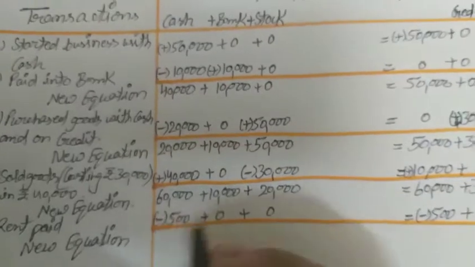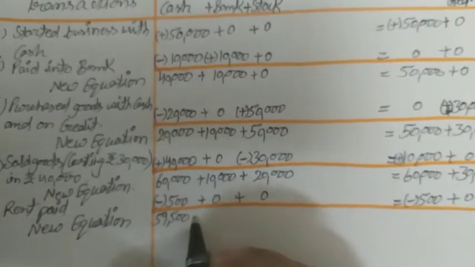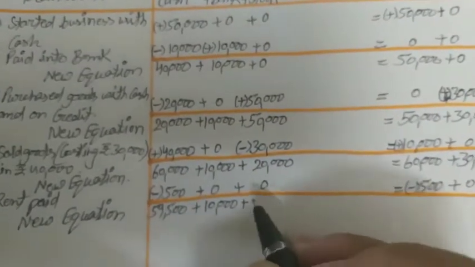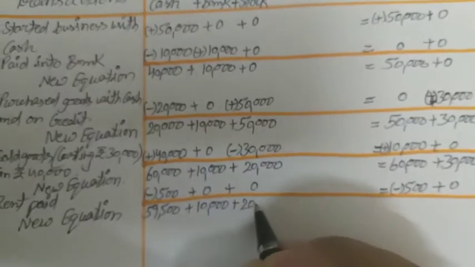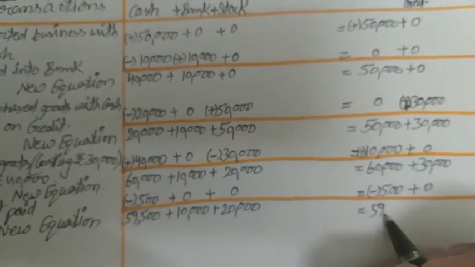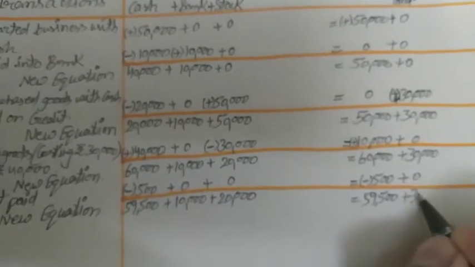New equation: 59,500 cash, 10,000 bank balance plus 20,000 stock and 59,500 capital and 30,000 creditor.